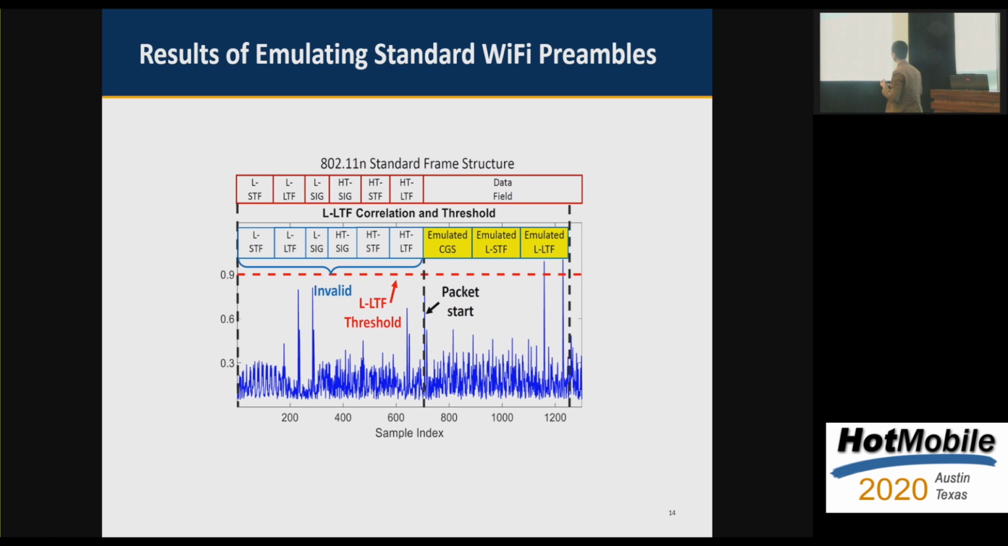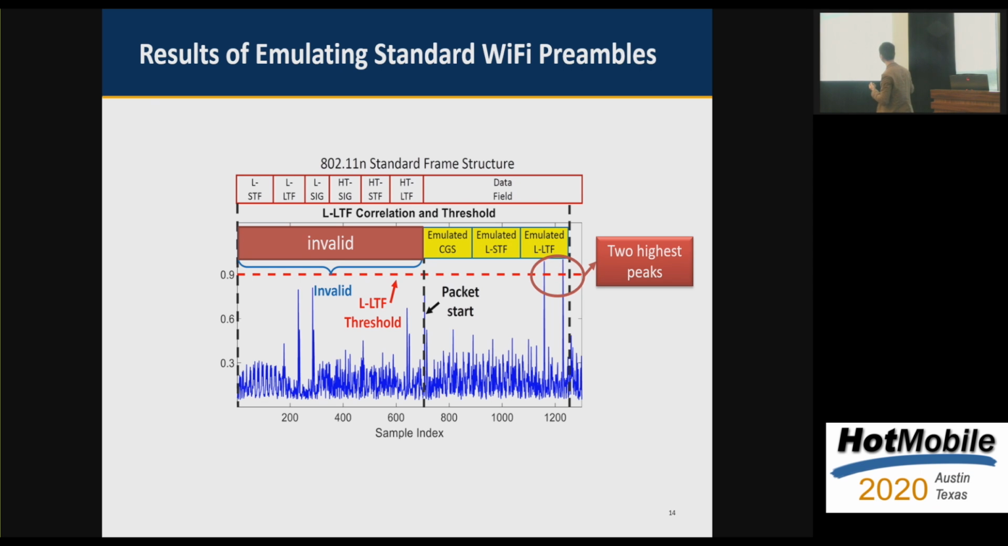And then, before that, we need to detect the packet start correctly, right? The Wi-Fi system detects the packet start by detecting the location of the LTF. So right here, we need to evaluate this part. We need the emulated LTF to be detected rather than the previous one.